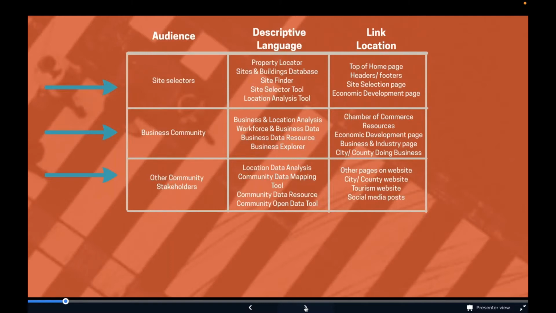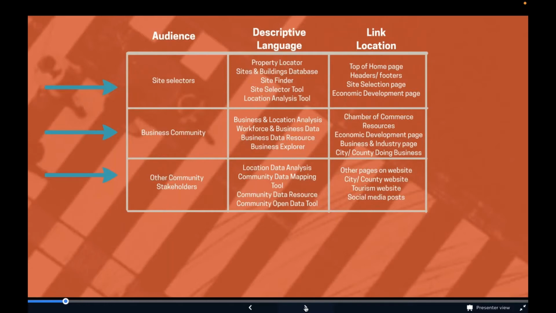So some examples might be property locator, sites and buildings database, site finder, site selector tool, and the one that I really love is location analysis tool. As much as I work for a company whose first three letters are GIS, I do generally encourage people to stay away from calling it a GIS tool. Most people's eyes glaze over at the very thought of GIS, and they just assume that this is technical data geekery that they do not understand. So I would stay away from that.